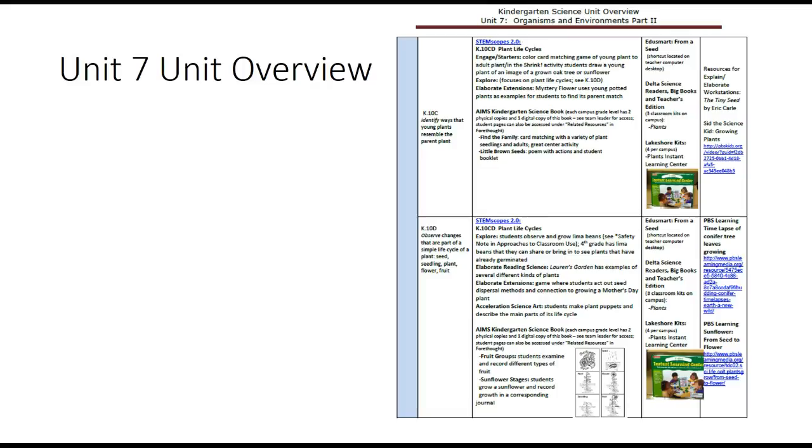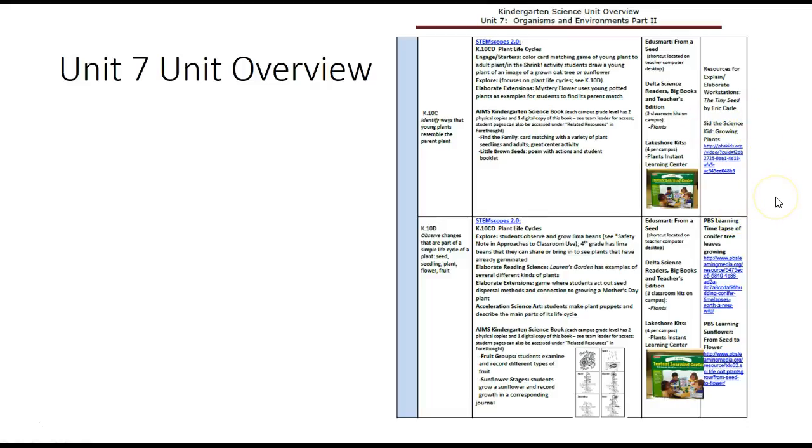Also, don't forget, as always, specifically by standard, I list some tightly aligned resources in STEM Scopes as well as AIMS and EduSmart, and then some additional things that we might have as far as Lakeshore kits and the Delta readers, and then maybe some other things there too.